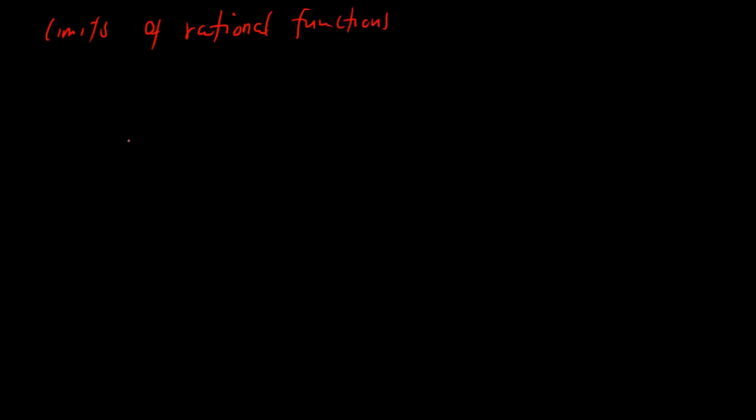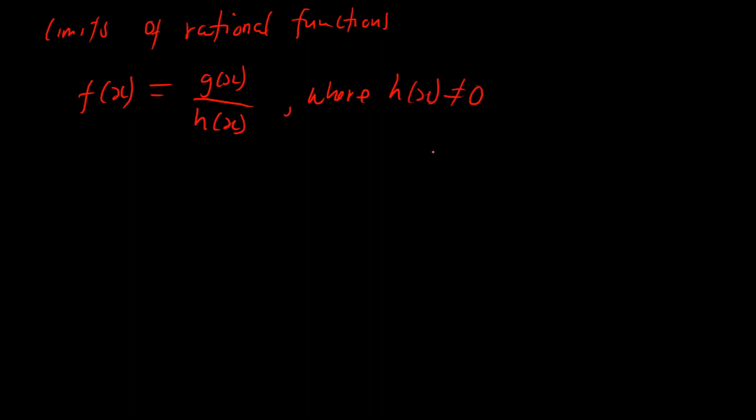So if we have a function f of x, and this function is actually a rational function which equals g of x over h of x, where h of x can never be equal to 0. Once it is 0, it makes this undefined and therefore it's not rational.